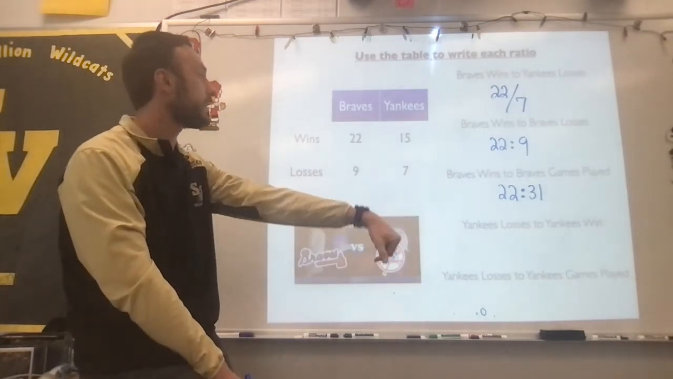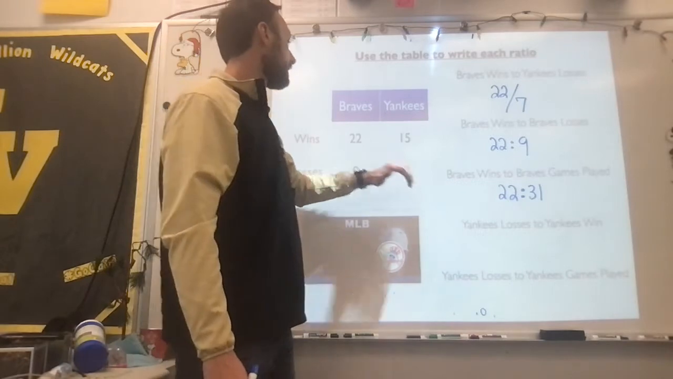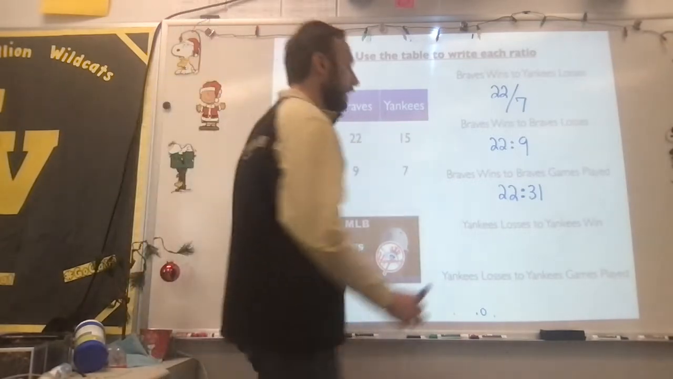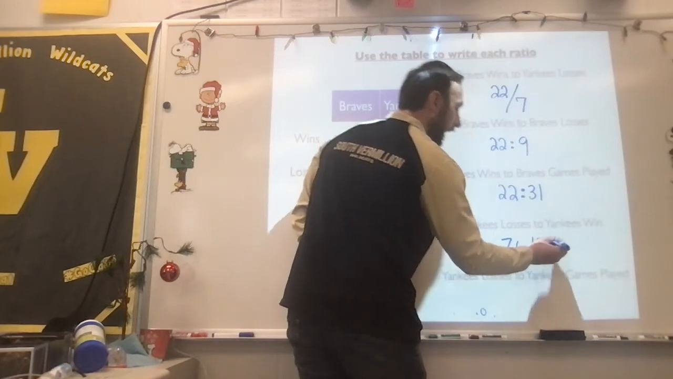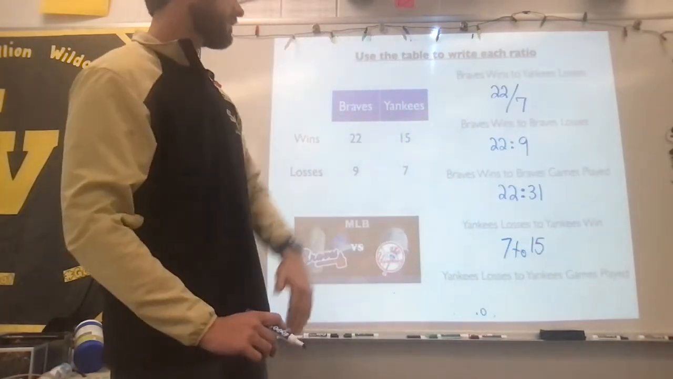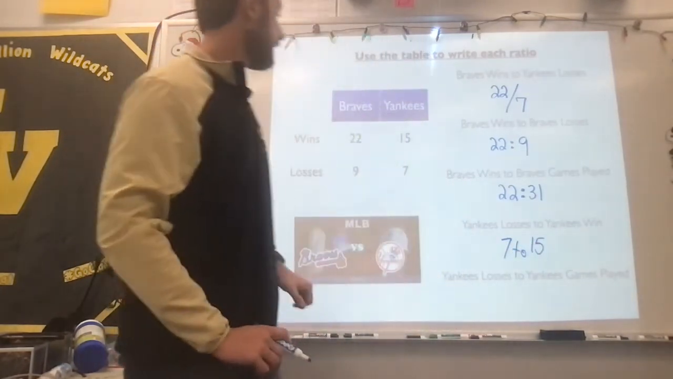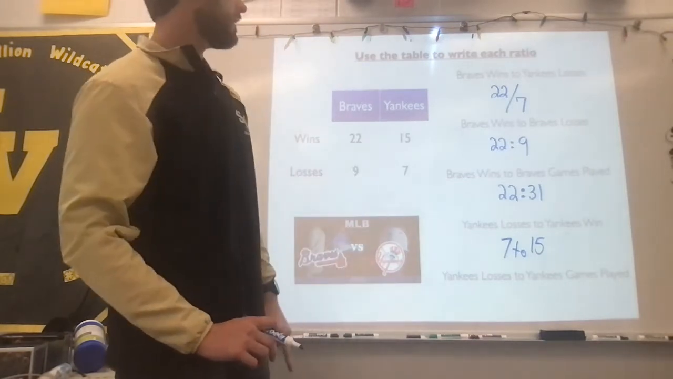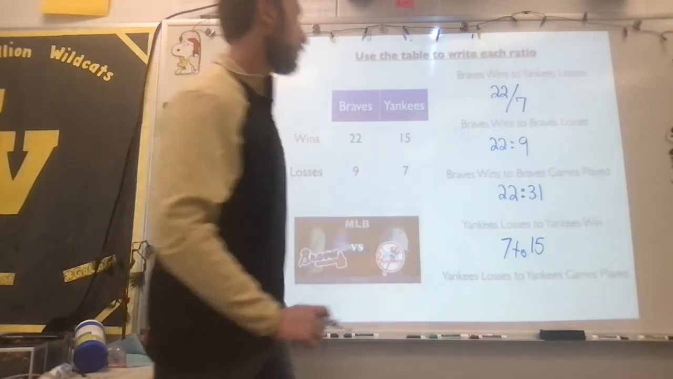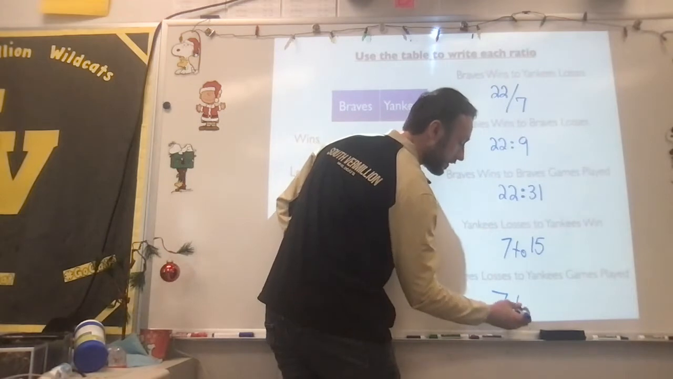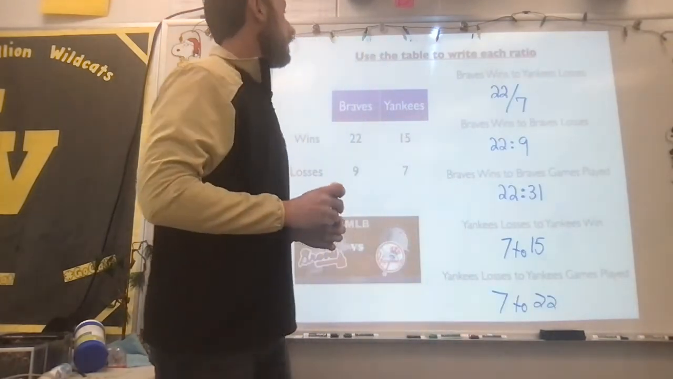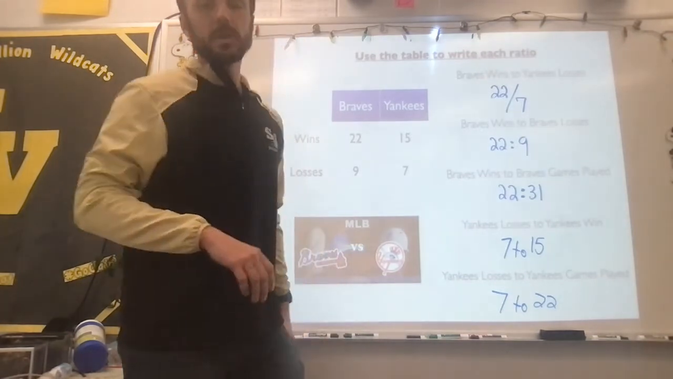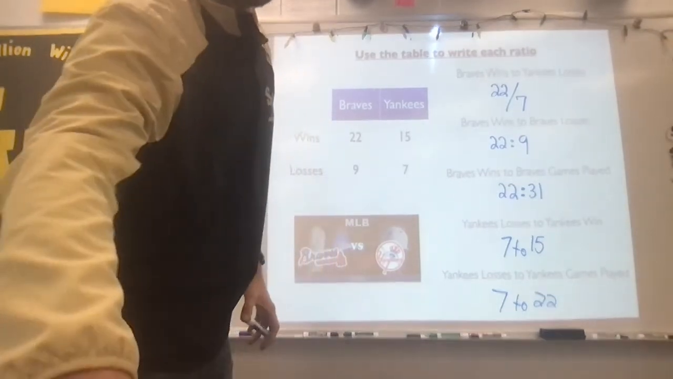Yankees losses to Yankees wins would be Yankees losses is 7, Yankees wins is 15. It'd be 7 to 15. And finally on the slide, Yankees losses to Yankees games played. Yankees losses 7, Yankees games played. We have to add those together, 22. 7 to 22. So that's a second example of how to write ratios given a table.